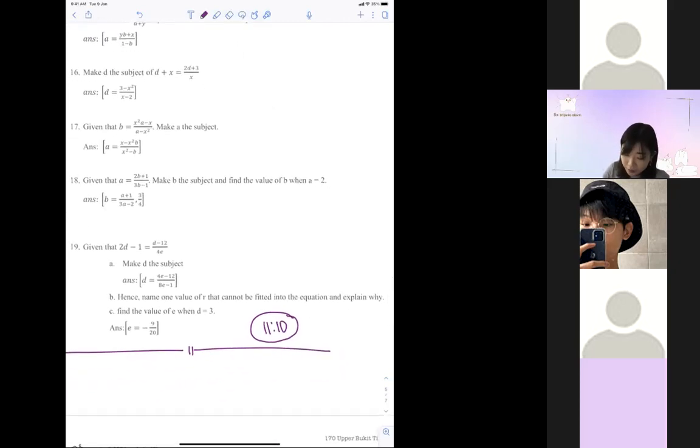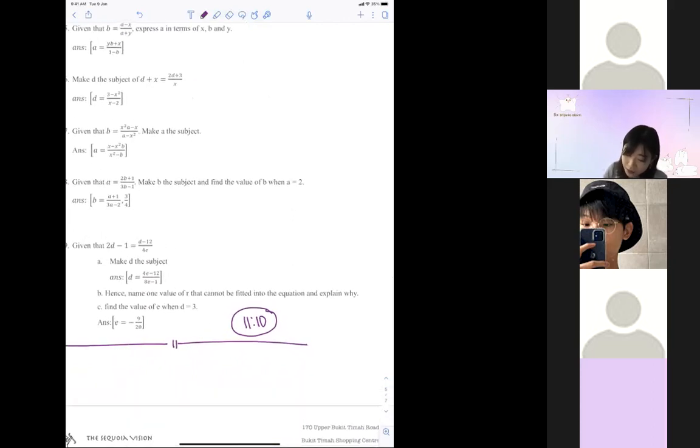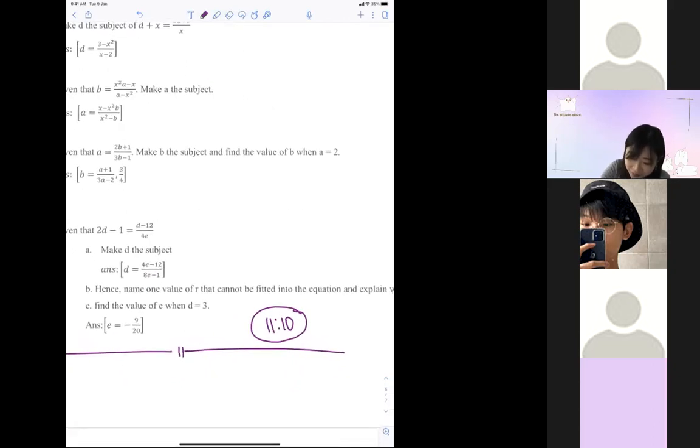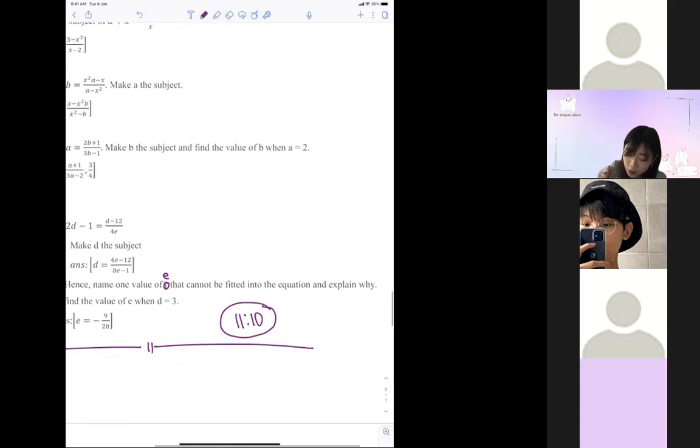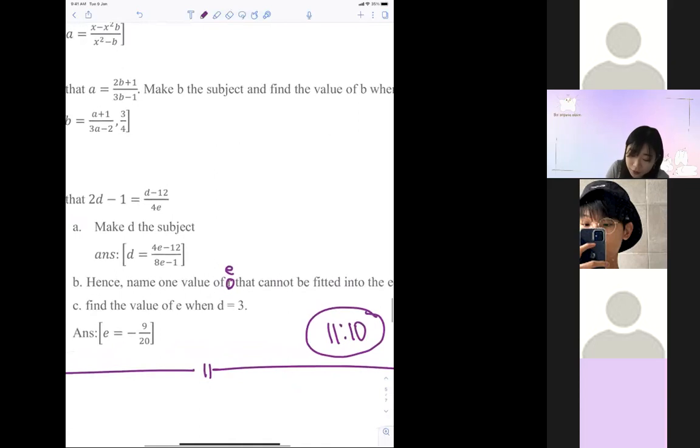All right, let me go through a bit of 19b. If you haven't reached 19b, it's okay. You can take a look here first. All right, this one shouldn't be R. This one should be E. One value of E that cannot be fitted into the equation, and explain why. So, if we look at E, right?